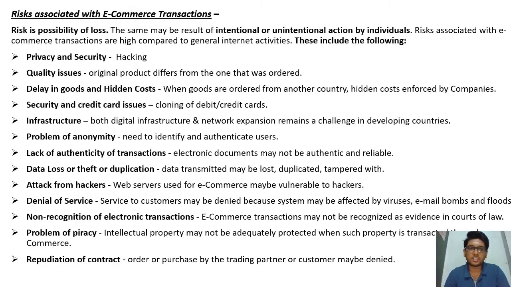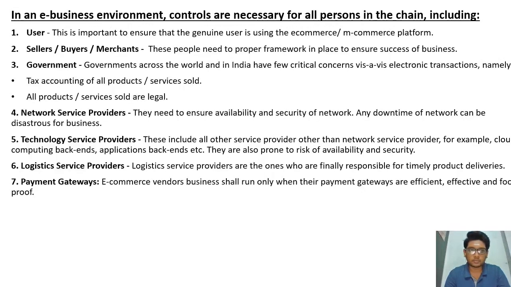So there are several risks. You can remember at least 5 or 6 which you can write in the exam. For example, privacy and security is easy, quality issues are easy, infrastructure is easy, lack of authenticity of transactions, attack from hackers, denial of service. I've told you 6 points which are easy to remember. Suppose you think any other point is easy for you to remember, you can choose those points also.